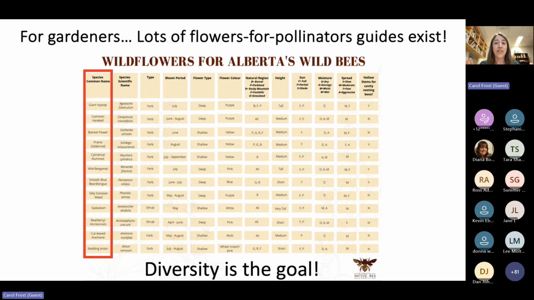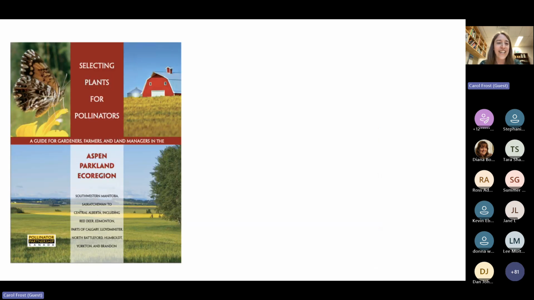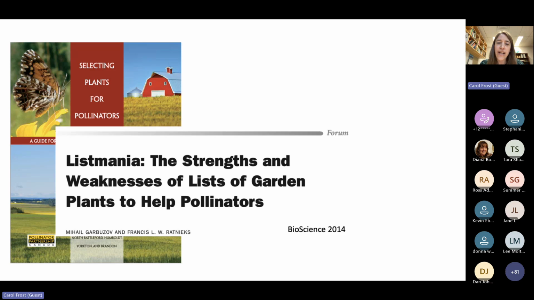Basically, if you're planting a small area for pollinators, diversity is the goal. Diversity of flower colors, phenologies, so blooming periods, other morphological traits, because the more diversity of flowers you have, the more diversity of flower visiting insects you can support. Many of these flower lists for pollinators exist. Here's one for the region where the solar farm is, the Aspen Parkland ecoregion, put out by the Pollinator Partnership Canada. Now, that's great that we have so many of these lists, but this paper was published in 2014, which roundly criticizes these flower lists for pollinators.